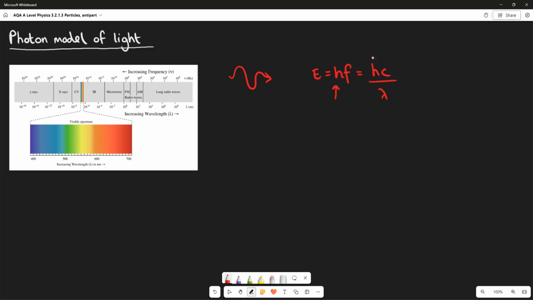This h is a constant, and it's called the Planck constant, and it has a value of 6.63 × 10⁻³⁴ joule seconds. Okay, and what that does is it allows us to calculate the energy of one particle, one photon of light. Let's have a look at some examples where we can use this information for some useful calculations.